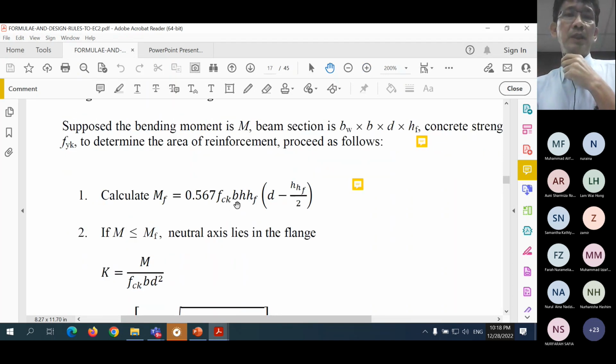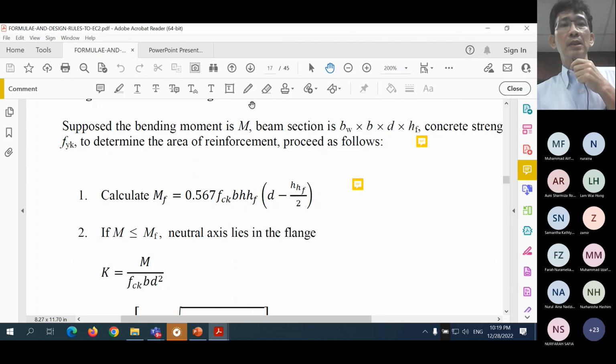0.567 FCK BHF only, not BHHF. Okay, so there are some typing mistakes here. So 0.567 FCK BHF, then multiply with parenthesis D minus HF over 2, not H subscript F over 2. So this is not correct. 0.567 FCK BHF multiplied with D minus HF over 2. Okay.